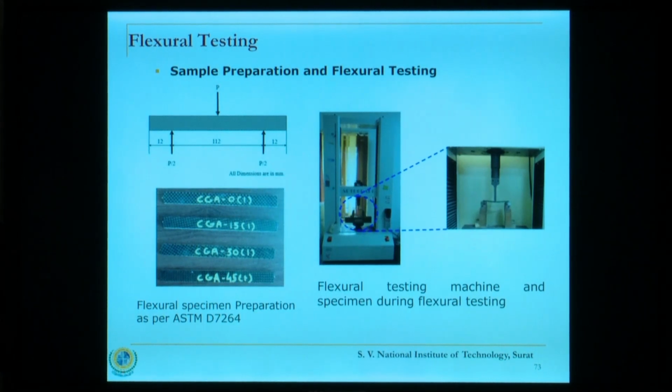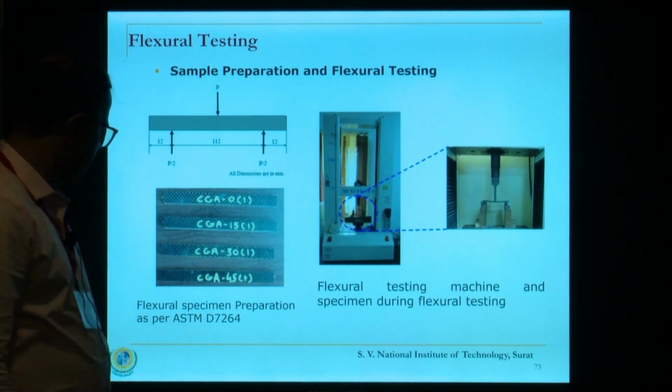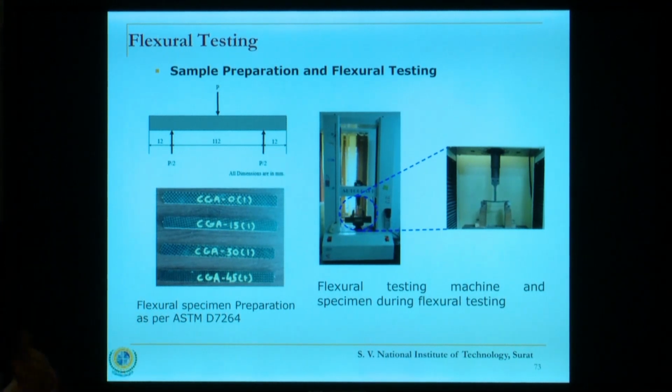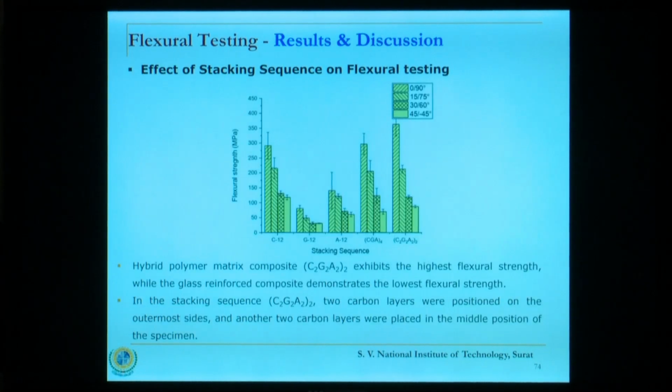Then similar samples were made using D7264 for flexural testing, and in that case again the same combinations: neat carbon, neat glass, neat aramide, and those two different hybrid combinations, and 3-point bending was attempted on these samples that were fabricated. Same strategy of fabricating, making a larger plate and then cutting it at certain orientations to get those defined orientations out of it. So that was the same way.